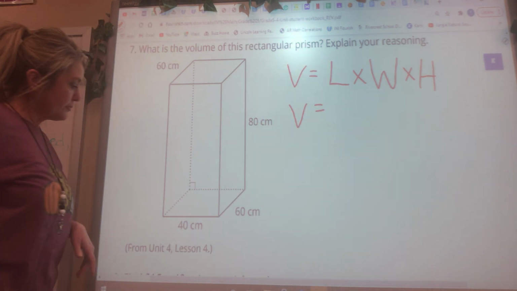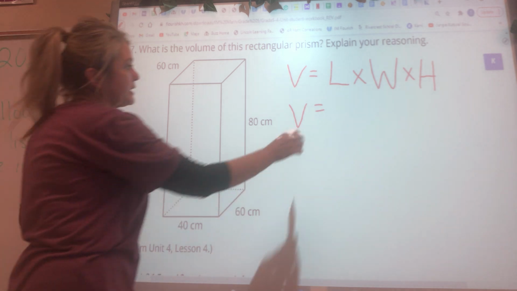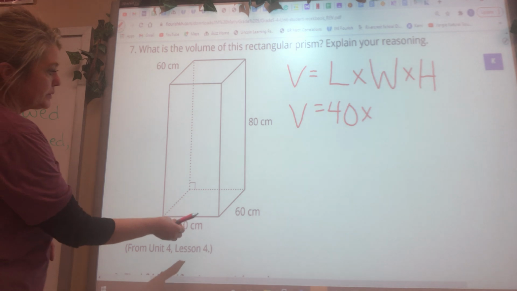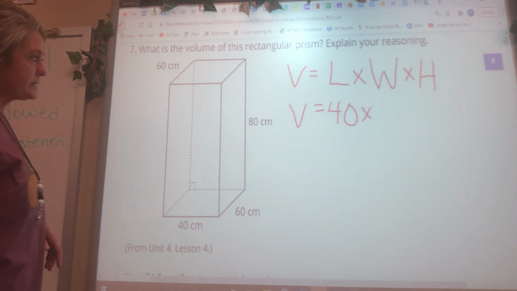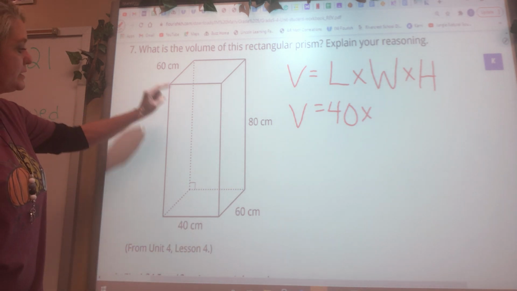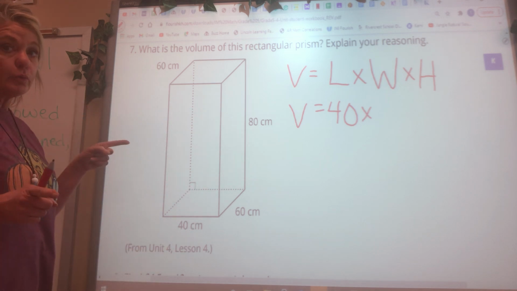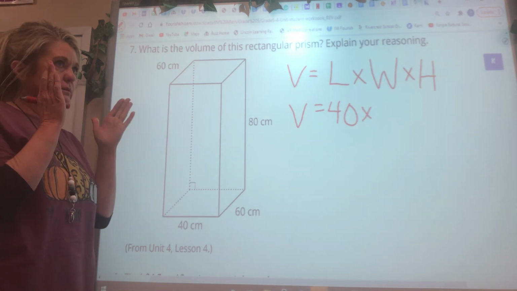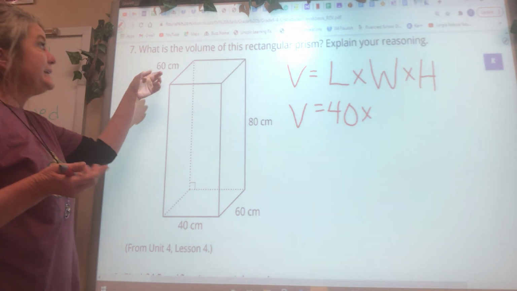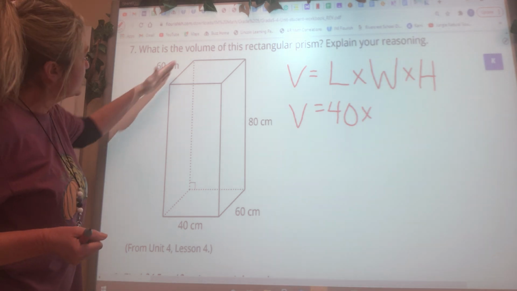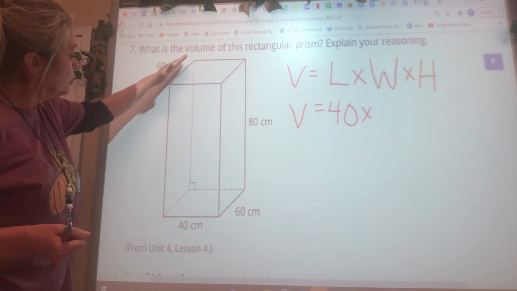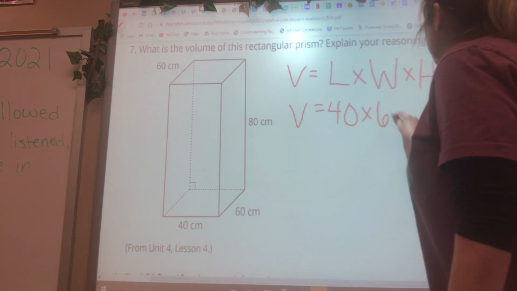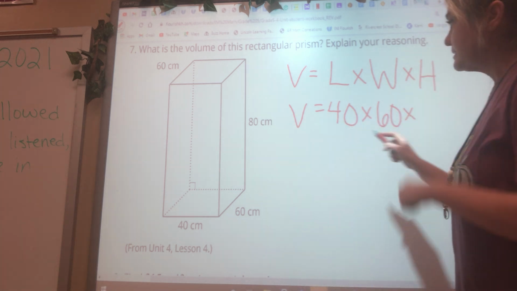So our length for this prism is 40 centimeters. Our width, or how deep it goes into the page, is 60 centimeters. Now, they give that to me twice. So be careful when you're doing tests. Just because they give you 4 numbers, always think, hey, did they just throw an extra number in there? That's just another representation of showing how deep it goes into the page, what the width is. We don't use both of them. And then our height is 80.